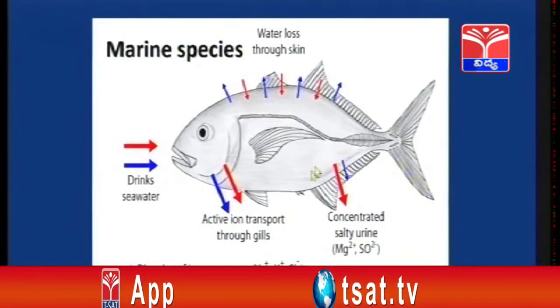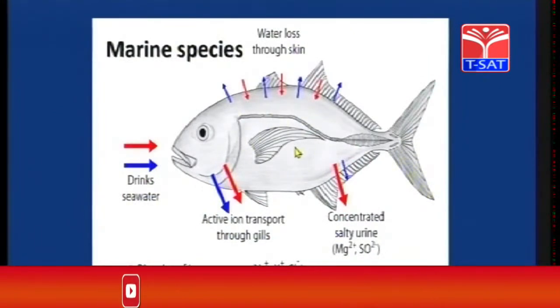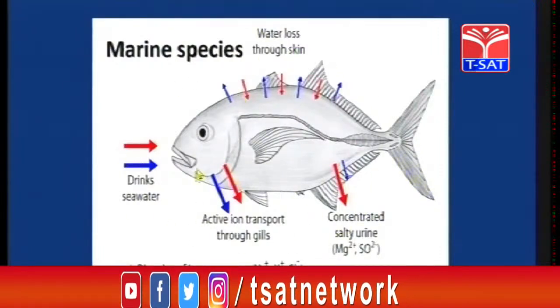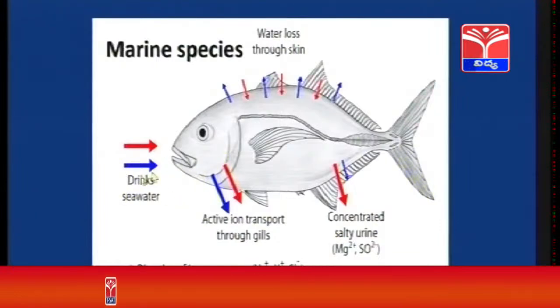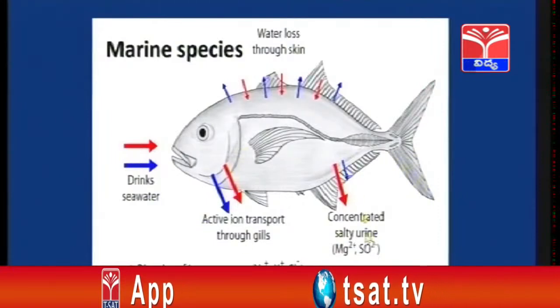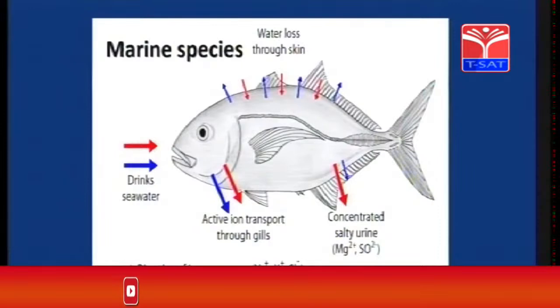So the internal salt concentration is very low, external is very high, so they tend to lose more amount of water. To compensate the water loss, they drink the sea water, but again the sea water is having the salt concentration, so the salt is driven out by the urine. This is the adaptation of marine fish, children.